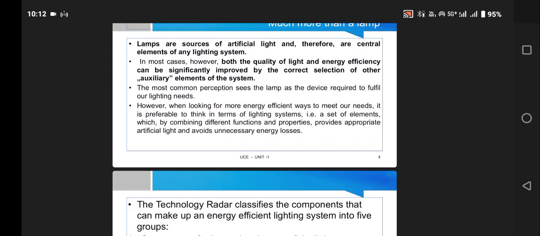Lamps are sources of artificial light and therefore are central elements of any lighting system. Both the quality of light and energy efficiency can be significantly improved by the correct selection of other auxiliary elements of the system. The most common perception sees the lamp as the device required to fulfill our lighting needs. When looking for more energy efficient ways to meet our needs, it is preferable to think in terms of a lighting system, that is, a set of elements combining different functions and properties. They provide appropriate artificial light and avoid unnecessary energy losses.